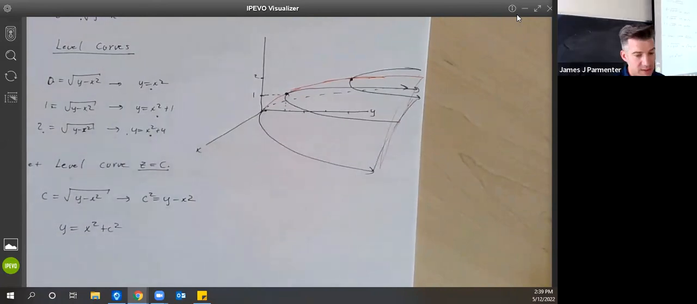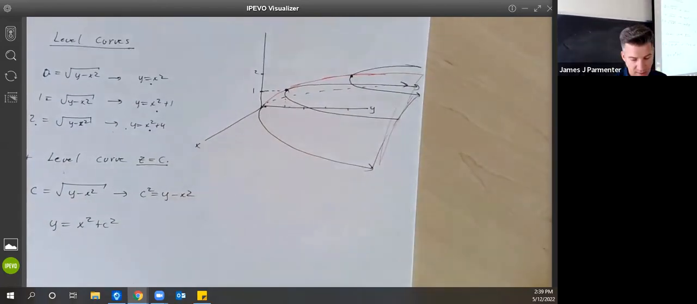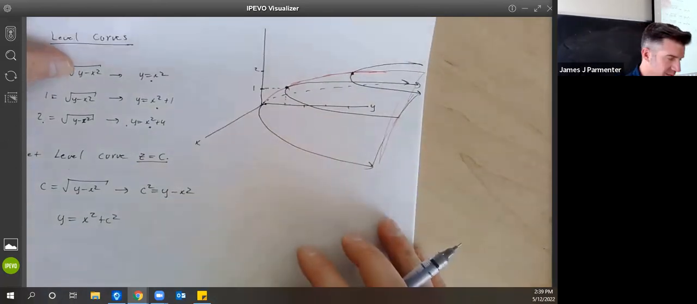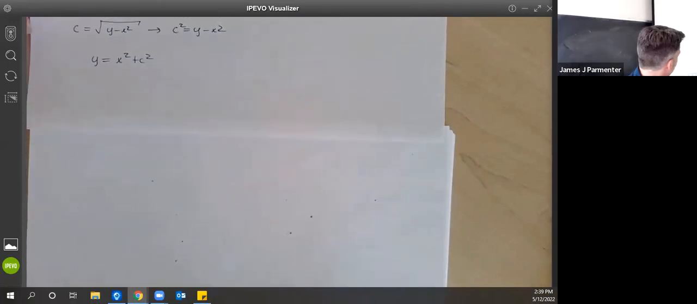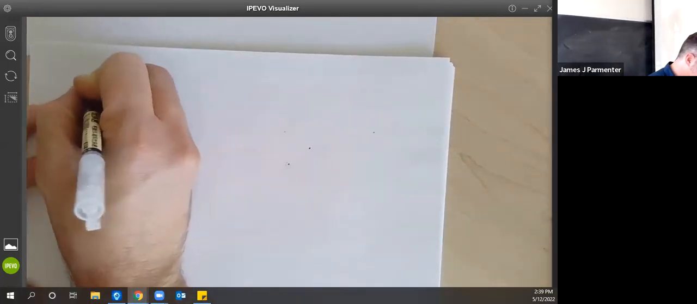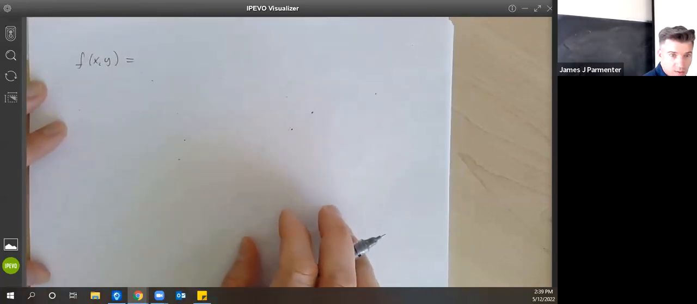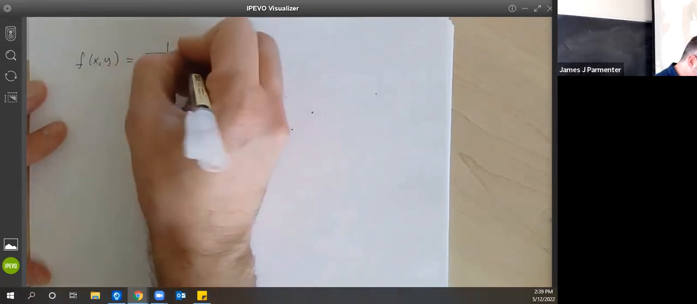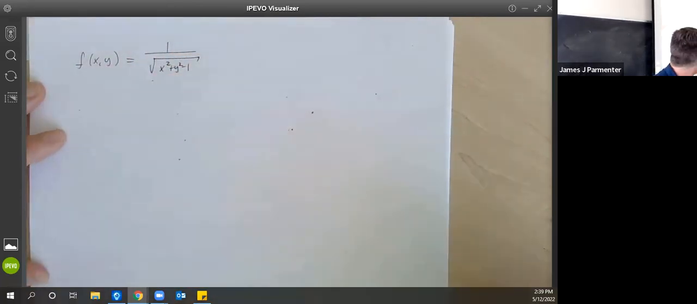Let's look at more questions so we can talk about domain. Because of all these things, I mean, the drawings are fun, I guess, but the domain is something that is maybe a little easier to grasp. Maybe not, I don't know. It depends on the perspective. So let's look at this next one. Let's say our function was f of x y equal to 1 over the square root of x squared plus y squared minus 1.